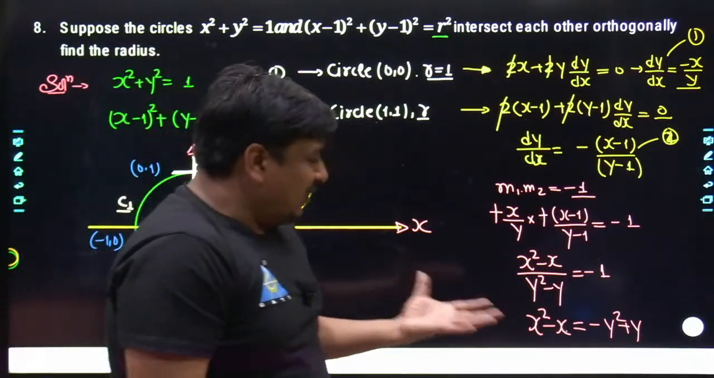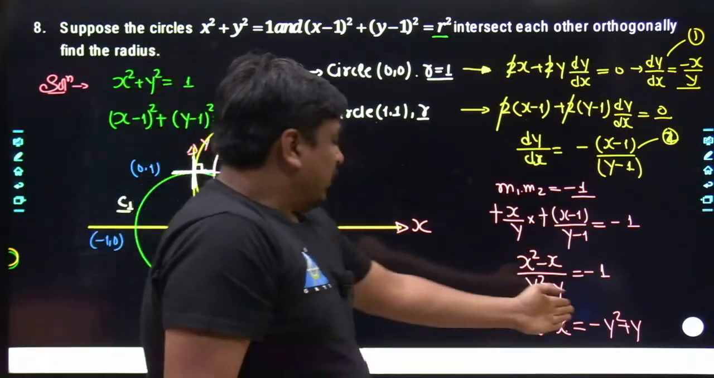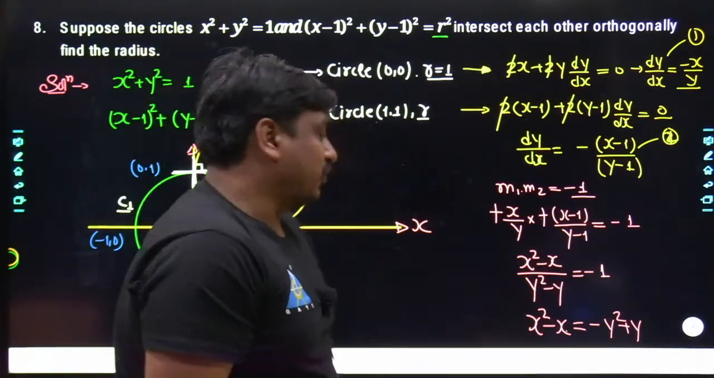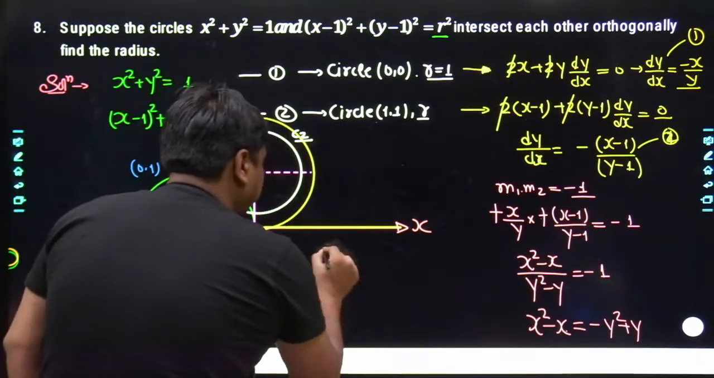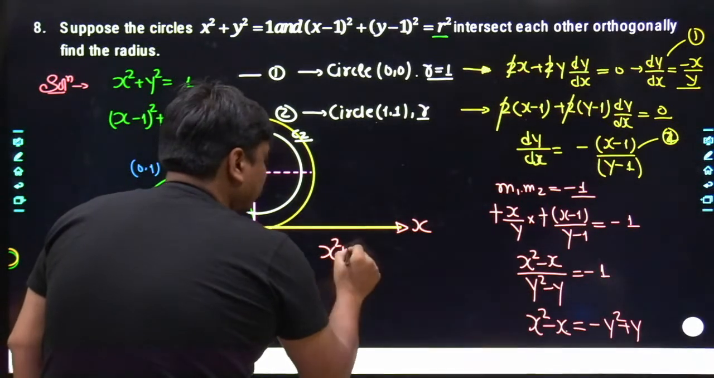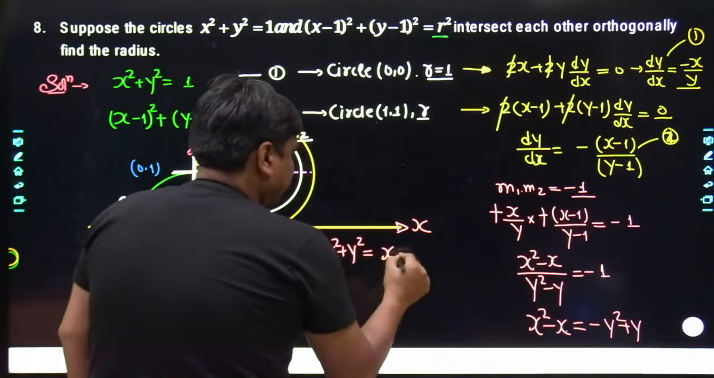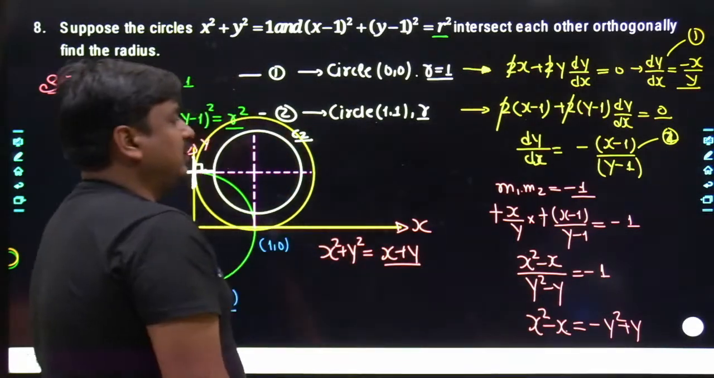Now what we are going to do from here onwards? My dear friends, the y square can be shifted towards left hand side and it would simply become x square plus of y square. Yes. So let me bring this step over here. It becomes x square plus of y square, and even the x plus y has been brought towards right hand side.